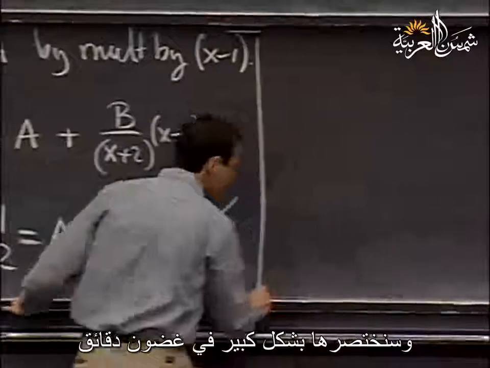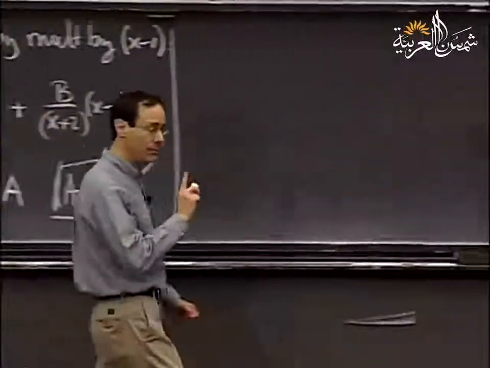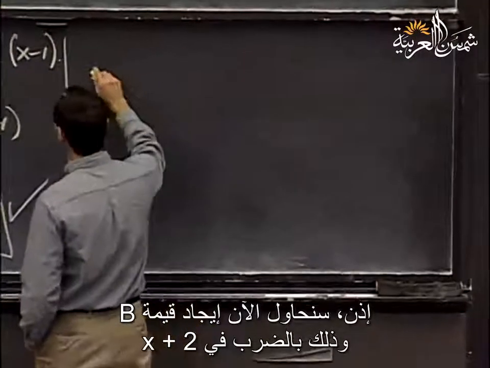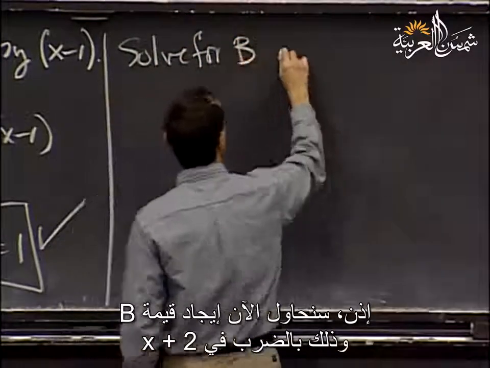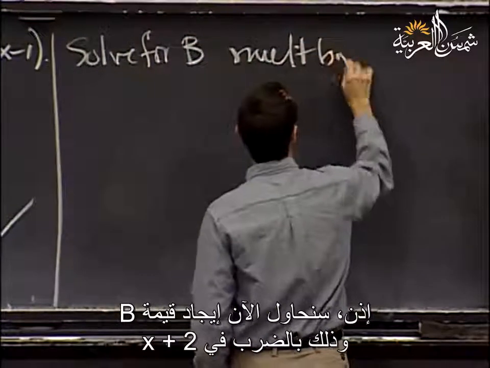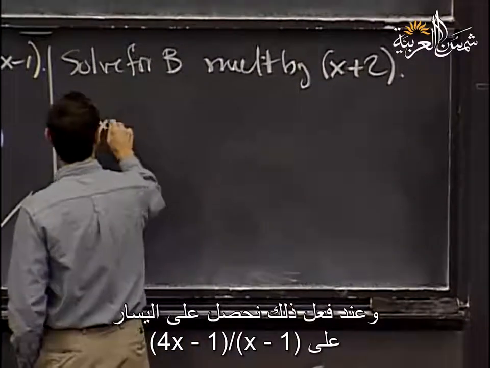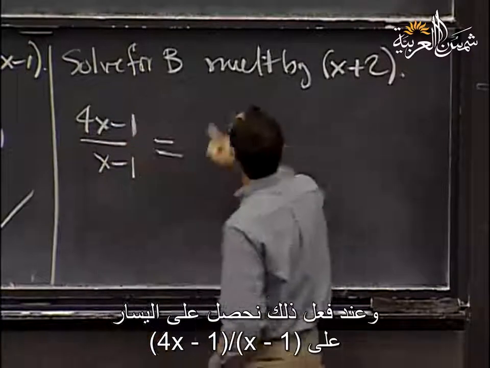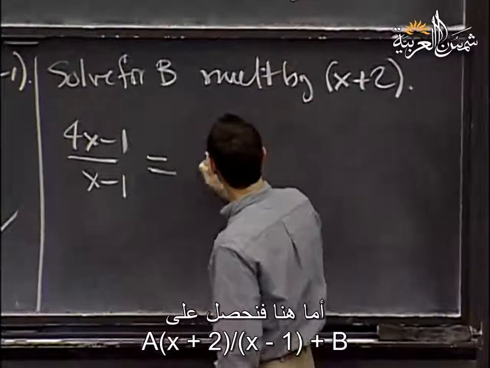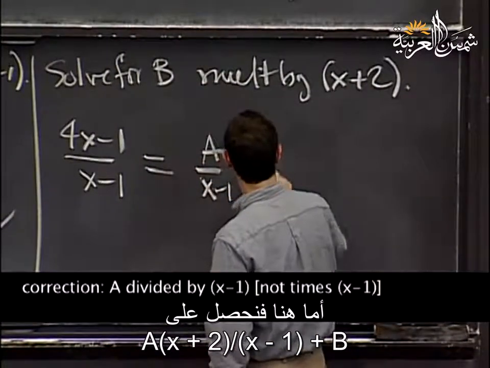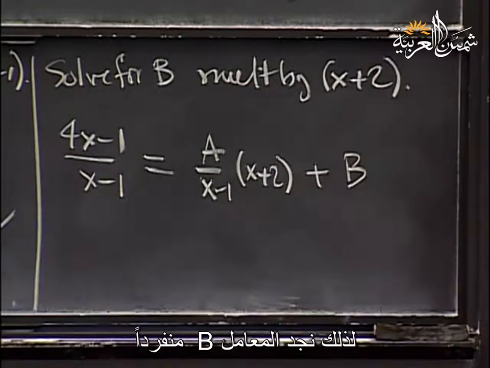We're going to shorten it much, much more in a second, but let me carry it out for the other coefficient as well. So the other coefficient, I'm going to solve for B. I'm going to multiply by x plus 2. And when I do that, I get 4x minus 1 divided by x minus 1. That's the left-hand side, the very top expression there. And then down below, I get A times x minus 1 times x plus 2. And then again, the x plus 2's cancel. So I get B sitting alone.